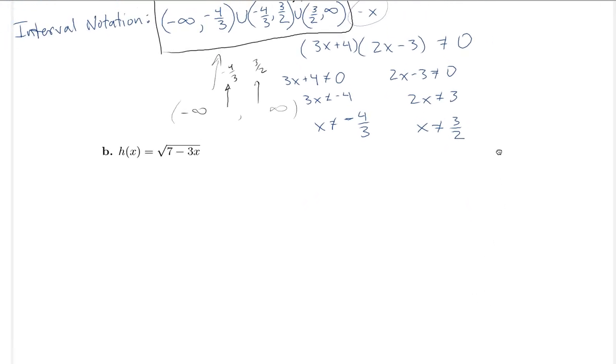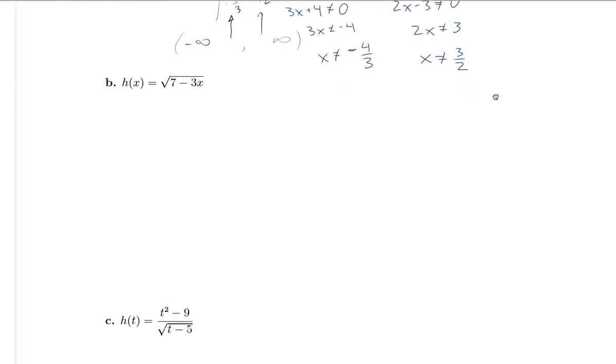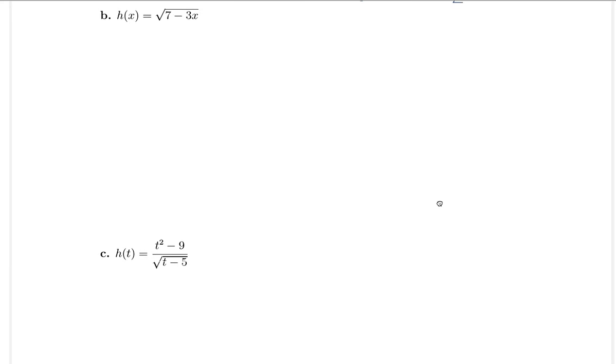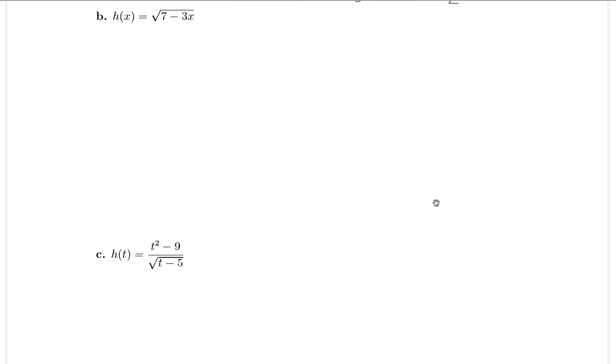But when you can see how something's going to factor without too much effort, factoring tends to be a little faster. That's why it's kind of nice to do when you can. All right, so let's look at part B here. So we have the square root of 7 minus 3x. So here, we're definitely not going to divide by 0, but what is possible is taking the square root of a negative. So we want to ensure that that doesn't happen.